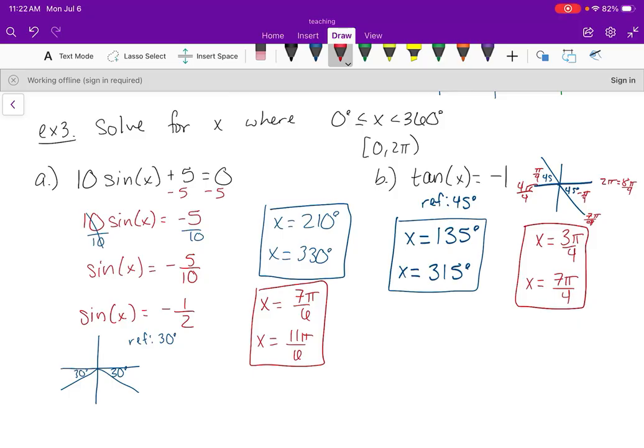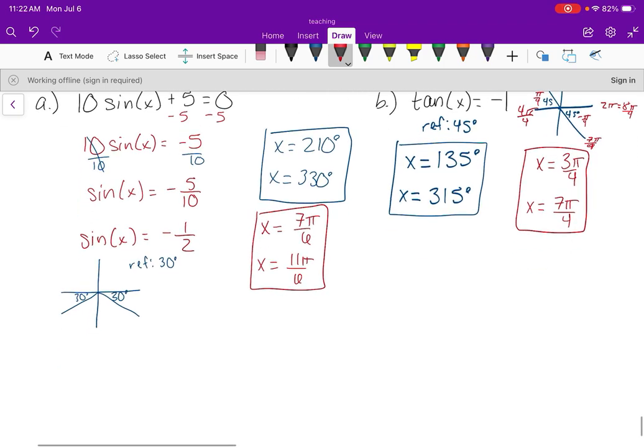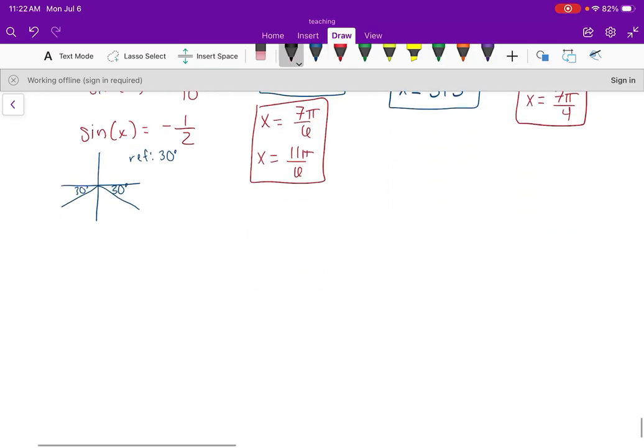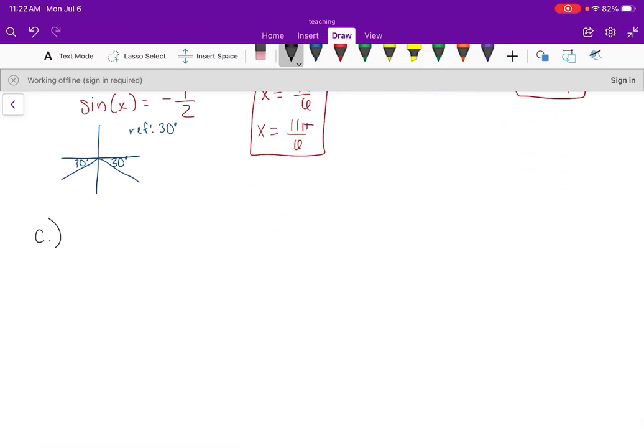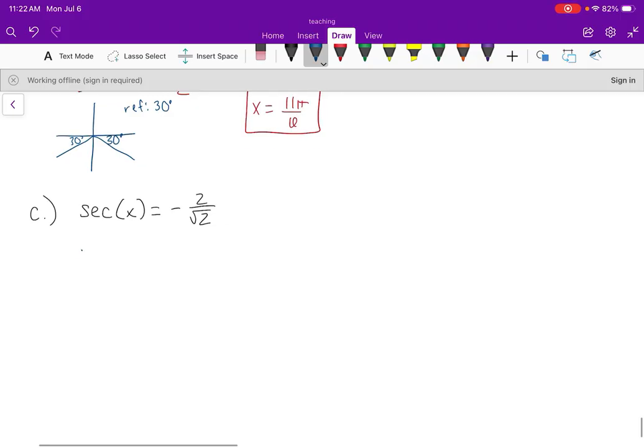Then I'll do maybe one more. I'll just do like a secant one. That way we have some experience with secant as well. We'll do secant x equals, let's do -2 over √2. Something like this. Because it's the reciprocal, I'm going to flip it to cosine and then flip the other side. So -√2 over 2.